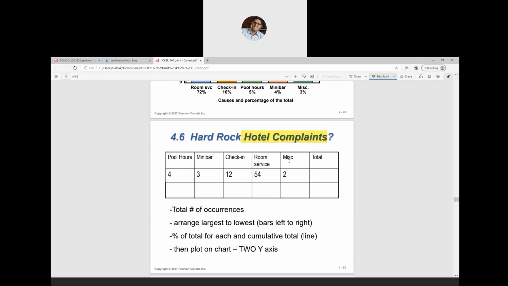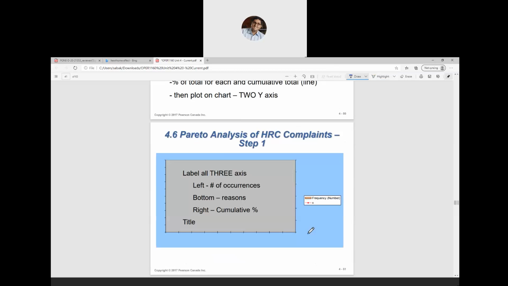The first step which you do is you try to arrange the data in the descending order of the occurrences. What it means is the room service will be written first, then you will write the check-in, then the pool hours, then the minibar, and then the miscellaneous. So the step 1 is write the data in the descending order.